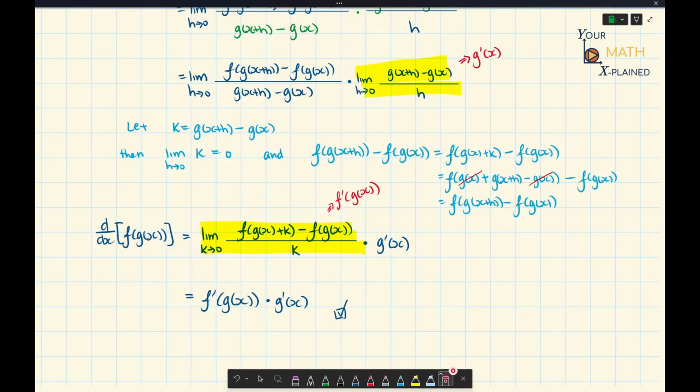Now, there is a small caveat here, which is what happens when g of x plus h minus g of x is equal to 0.